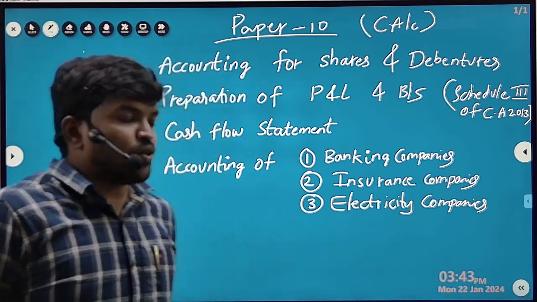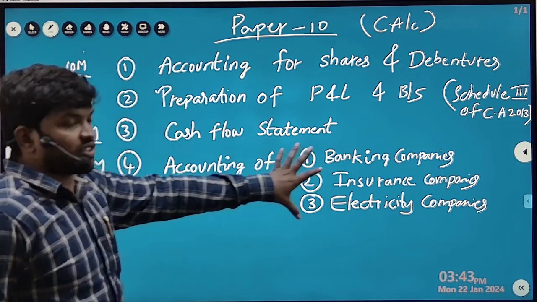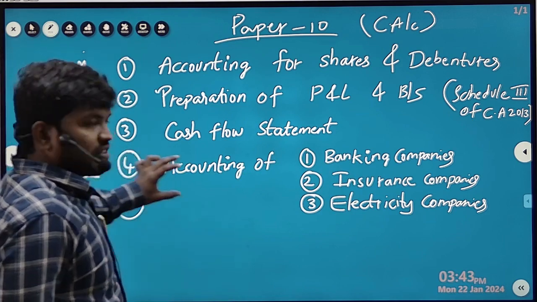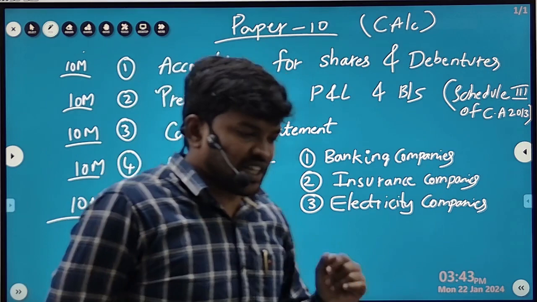So you have to prepare the financial statements of these three special companies. We have a separate chapter, chapter number 4. Clear? What is the last chapter?